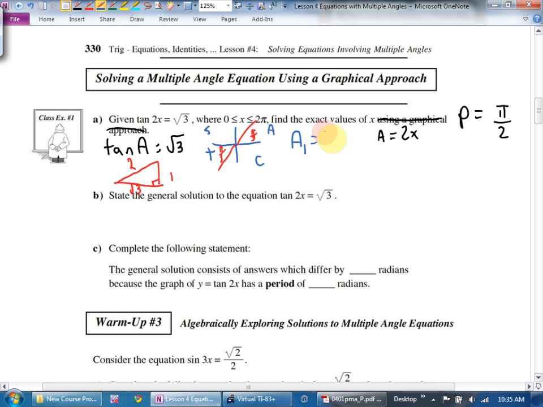Now, let's see how good we are. Take a look at this. How would you get the x by itself? Divide by 2. So can you tell me, Matt, what x1 is going to be? It's going to be A divided by 2. There's going to be an extra 2 down there. It's going to be what? Pi by 6.